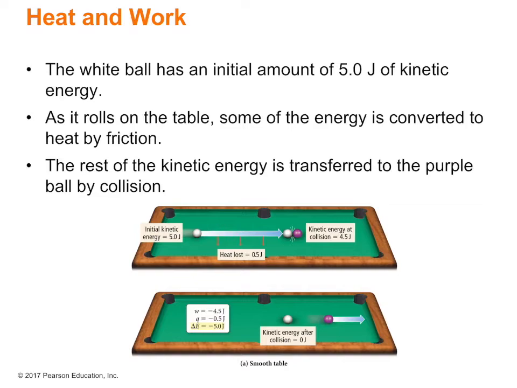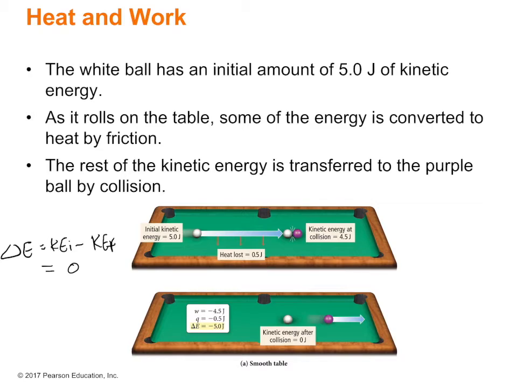The total change in internal energy for the first ball is the difference between the initial kinetic energy and the final kinetic energy, which is 0. So the change in energy of the first ball is the initial kinetic energy minus the final kinetic energy. That's going to be 0, because remember, what goes in must come out. The first billiard ball lost all of its energy.